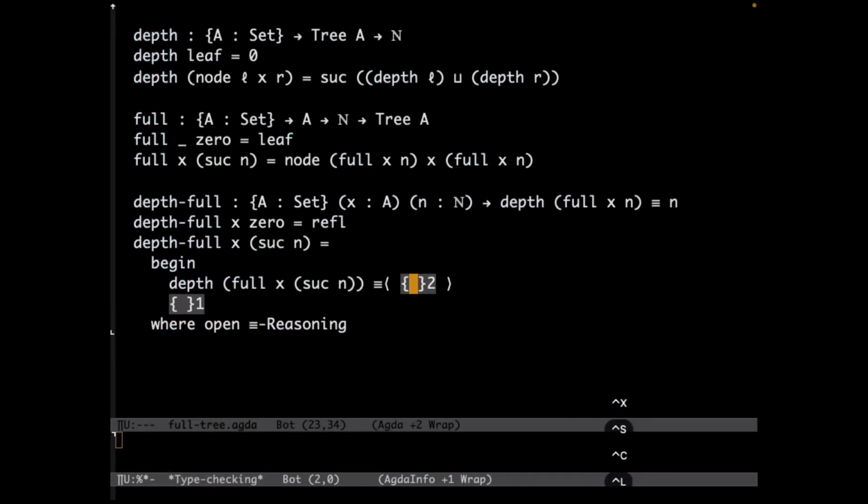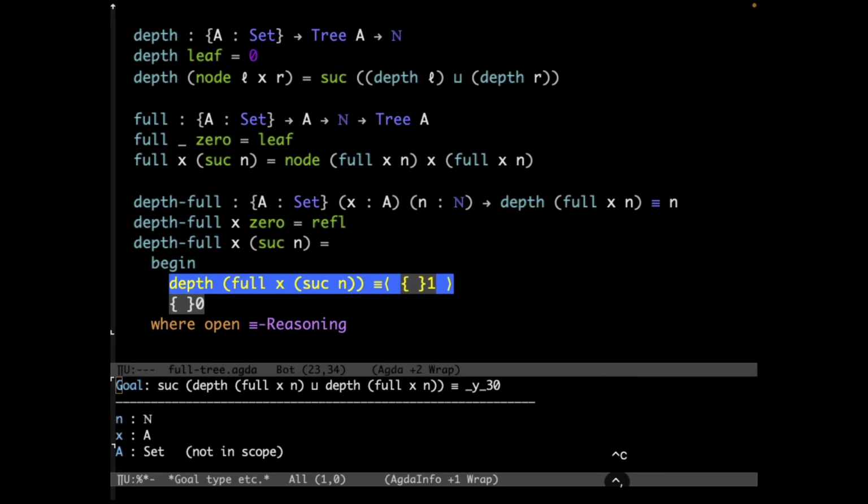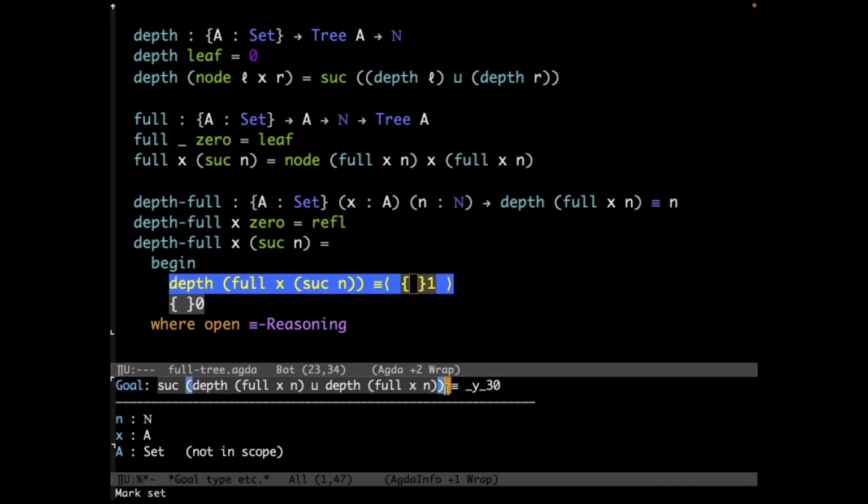So now I have to think what I will do with this step. You see, it's saying, okay, this is your left-hand side, and now you need to give me a proof that this left-hand side equals something.